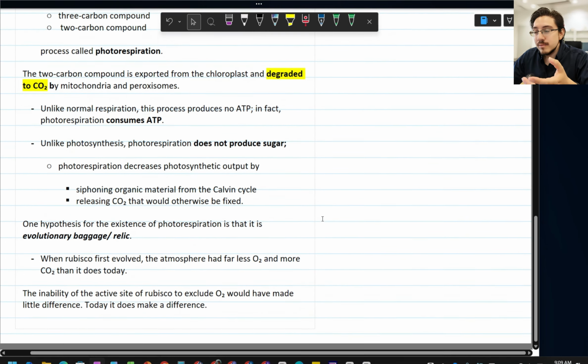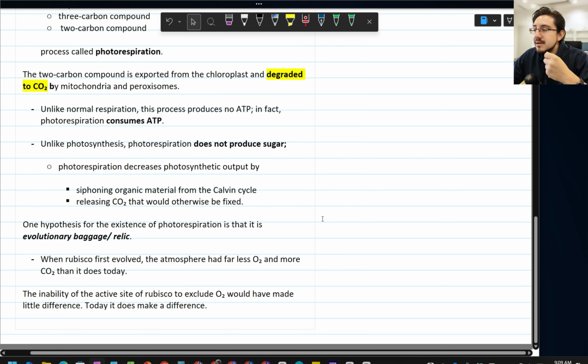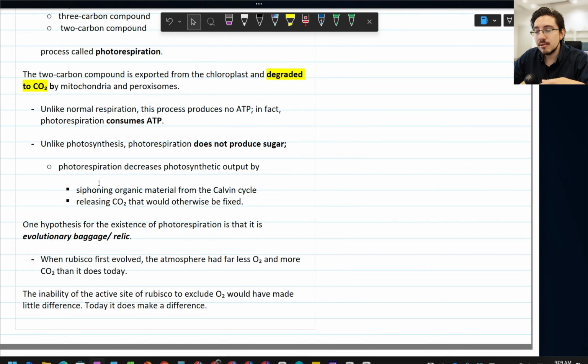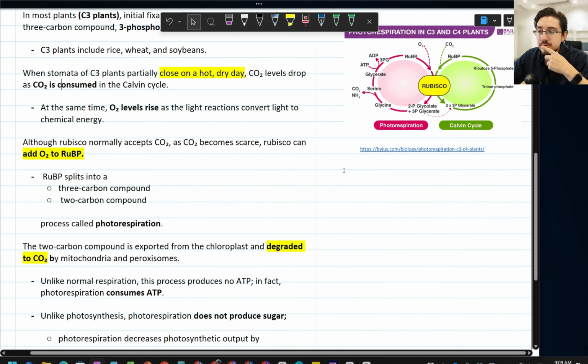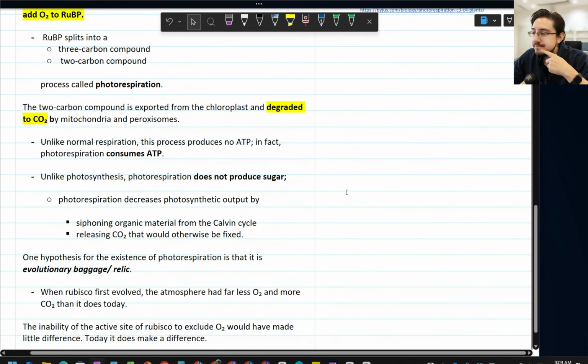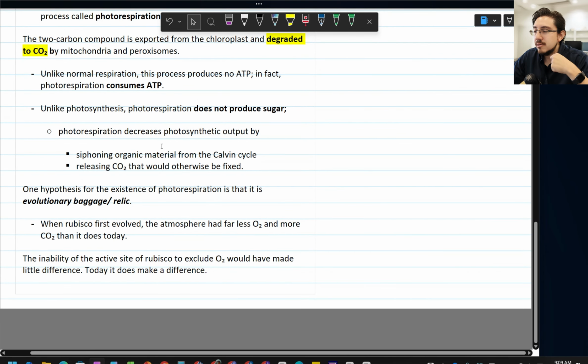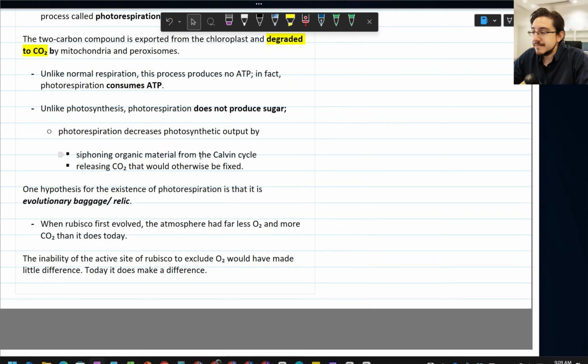So ultimately, quite interesting that the photosynthetic output by this process actually is kind of a consumer. It's siphoning organic material from the Calvin cycle. It does release carbon dioxide, but it also consumes ATP. So again, it siphons organic material from the Calvin cycle. It's kind of removing material from the Calvin cycle, and it releases carbon dioxide.